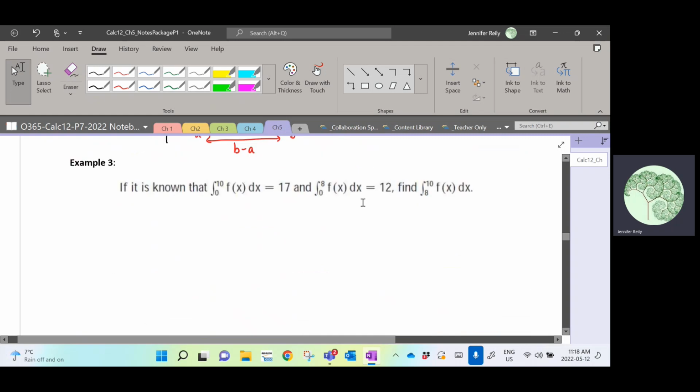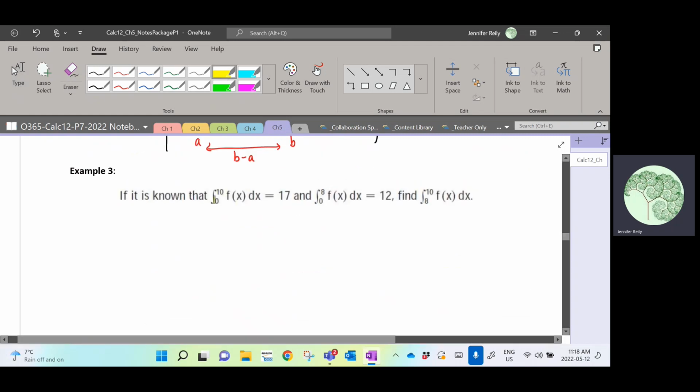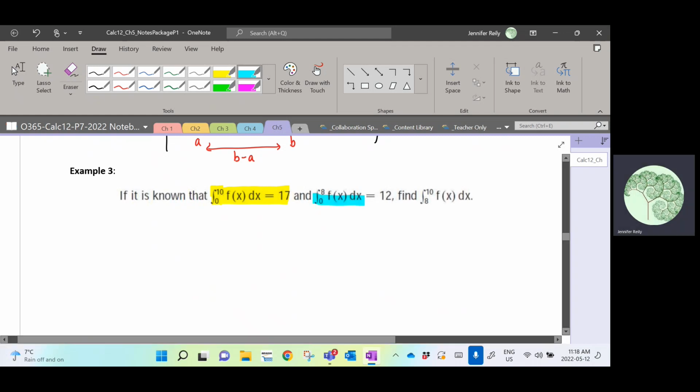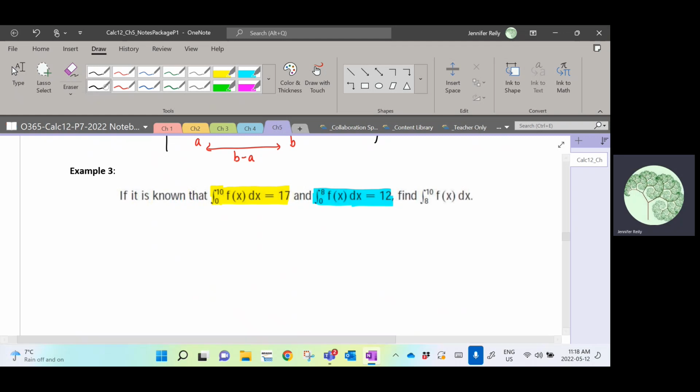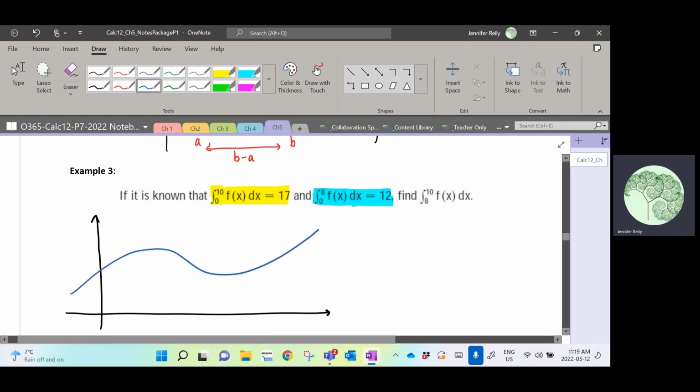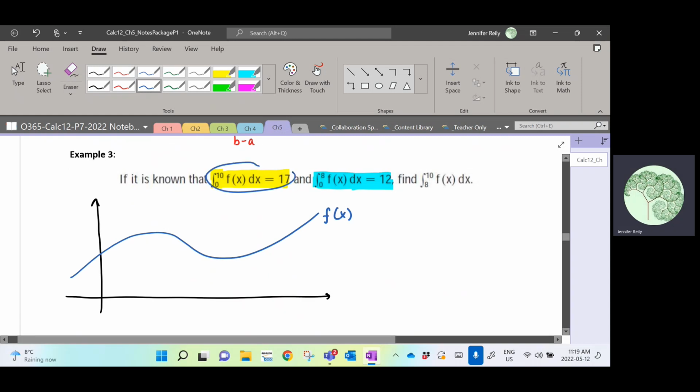Okay, so it says if it is known that the area from 0 to 10, actually I'm going to do this one in yellow, is 17. And the area from 0 to 8 of a function is 12, then they want us to find the area from 8 to 10. Okay, so let's have a look at what that would look like. We're not given an actual function here, so I'm just going to draw a random curve and call it f of x.